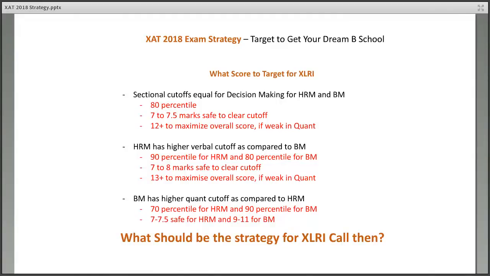Now, another question which most of you ask is, what score to target for XLRI? As per past trends, you will see that the sectional cutoff for decision making for both HRM and BM courses at XLRI has been 80 percentile. Now 80 percentile, if I go by the past trends, you can achieve by 7 to 7.5 marks.